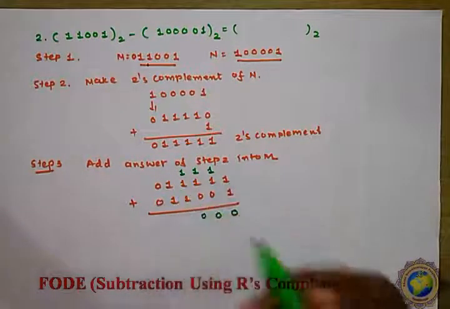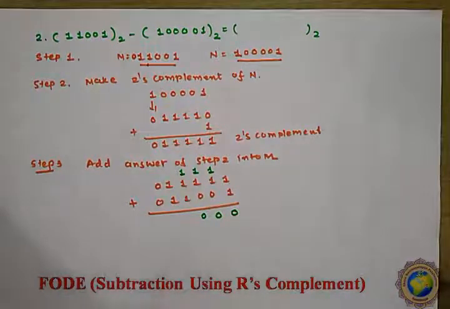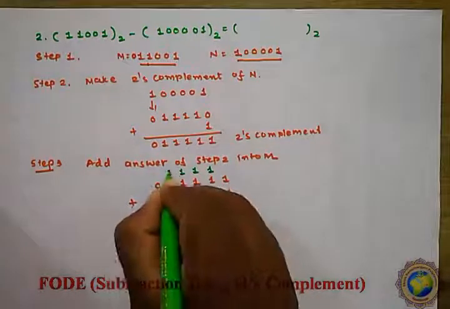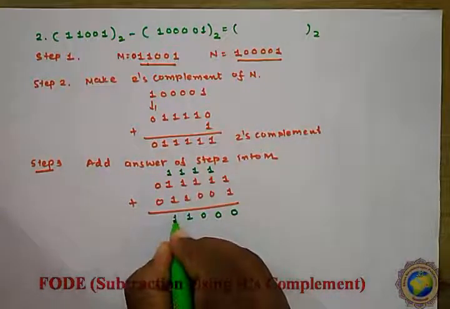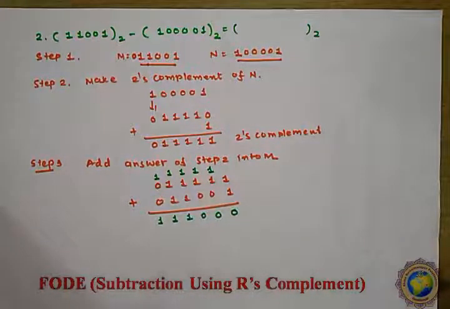What is 1 plus 1 plus 1? Sum is 1, carry is 1. 1 plus 1 plus 1: sum is 1, carry is 1. 1 plus 1 plus 1 is 1. Now step number 4 is very important.